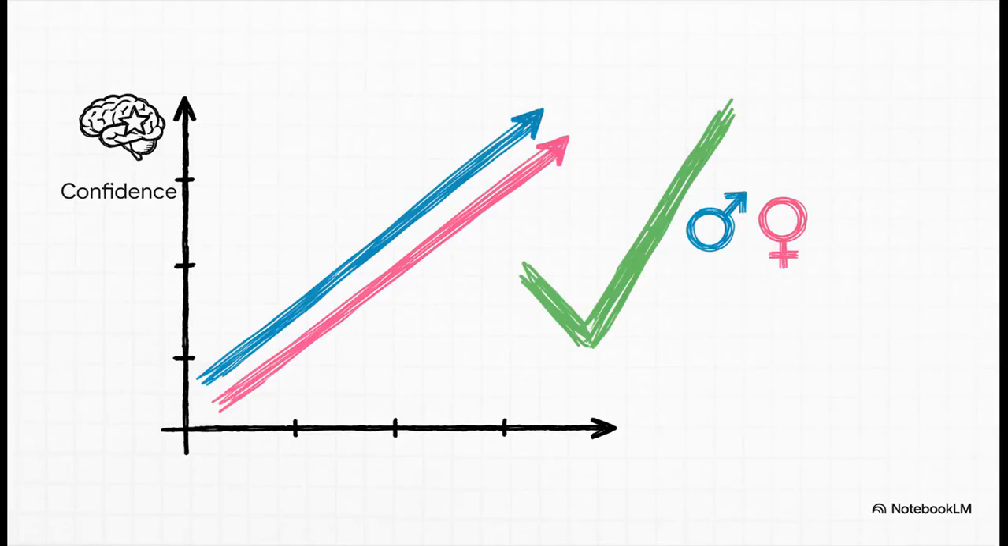So, if we were to plot these numbers on a graph, what would we see? Yep, you guessed it. Nearly parallel lines. This is the perfect visual confirmation of what the statistics told us. The program's effect on confidence just did not depend on gender. The journey of change was the same for both.